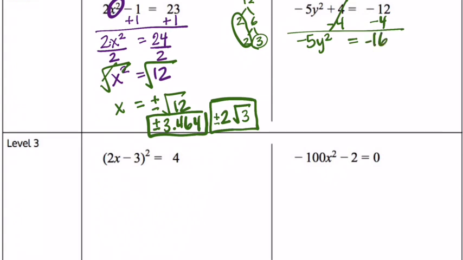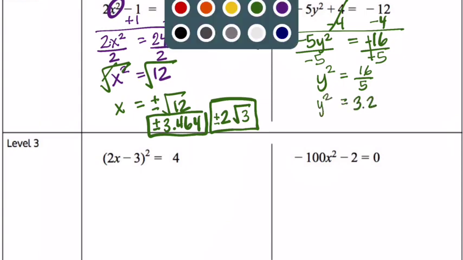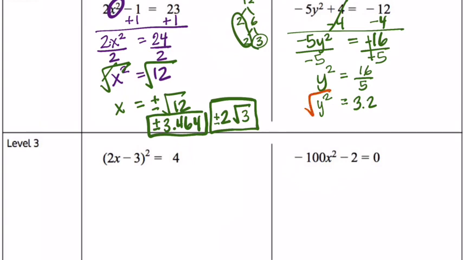I need to get y squared by itself, so I'm going to divide by -5 on both sides. I get y squared equals 16 over 5. That's because the negative over negative canceled, so 16 over 5. In my calculator, I can do 16 divided by 5, and that's going to give me 3.2, and I have y squared. From here, I'm going to take the square root of both sides. So my square root and my square will cancel to give me y.